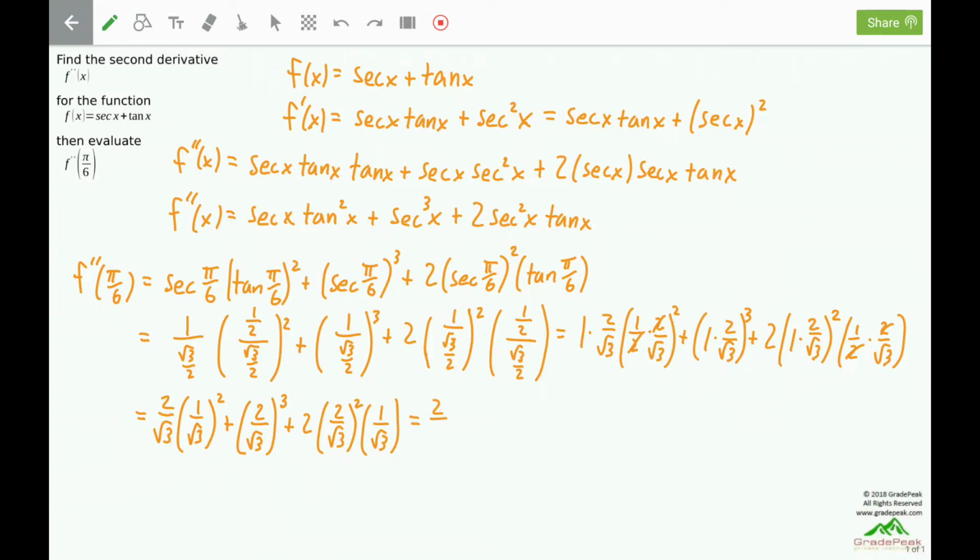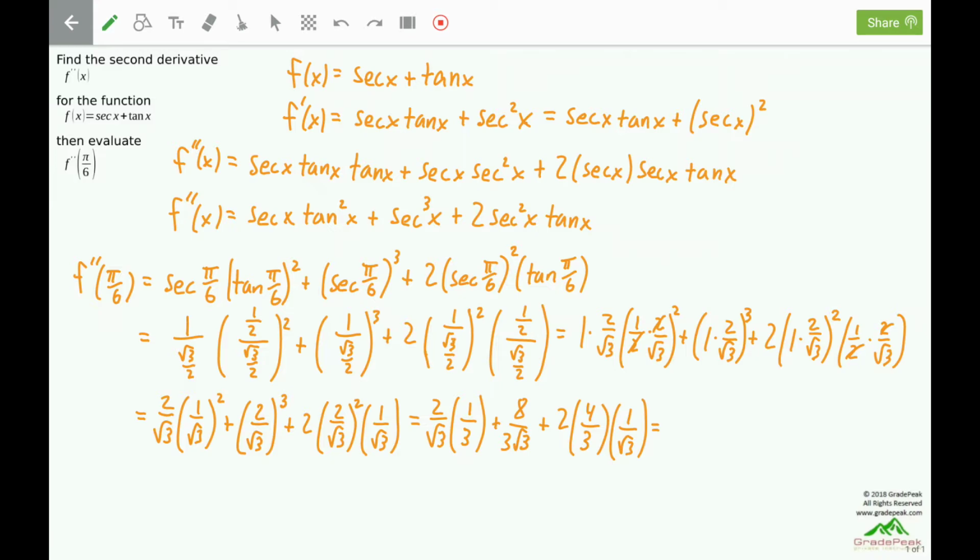So the first term we have a 2 over root 3 times a 1 over root 3 squared. You square the 1, it's still a 1. Root 3 squared is a 3. So 1 over 3. Plus 2 over root 3 cubed. We're going to cube the 2. 2 times 2 times another 2 is an 8. And root 3 times root 3 is a 3. And then times 1 more root 3 will just be 3 times root 3. Now for the third term, we have a 2 times a 2 over root 3 squared. Square the 2, that's a 4. Square the root 3, that's a 3. And then times 1 over root 3.